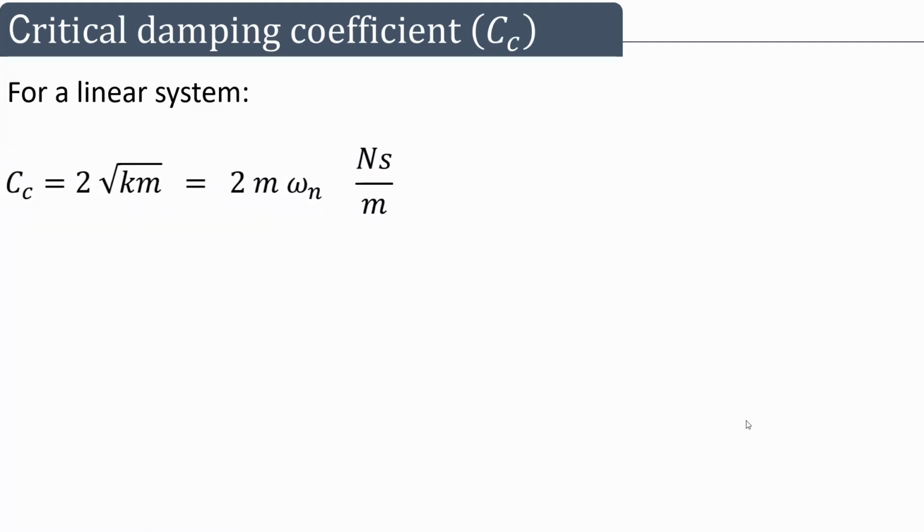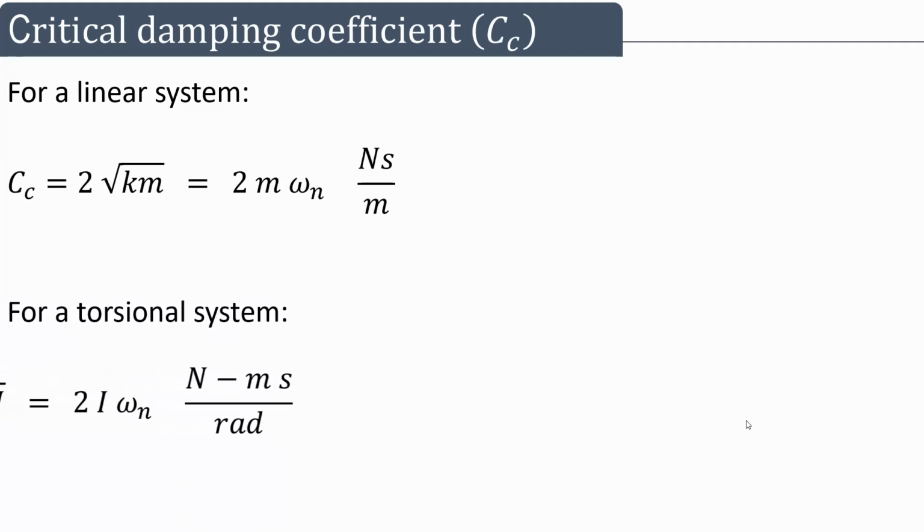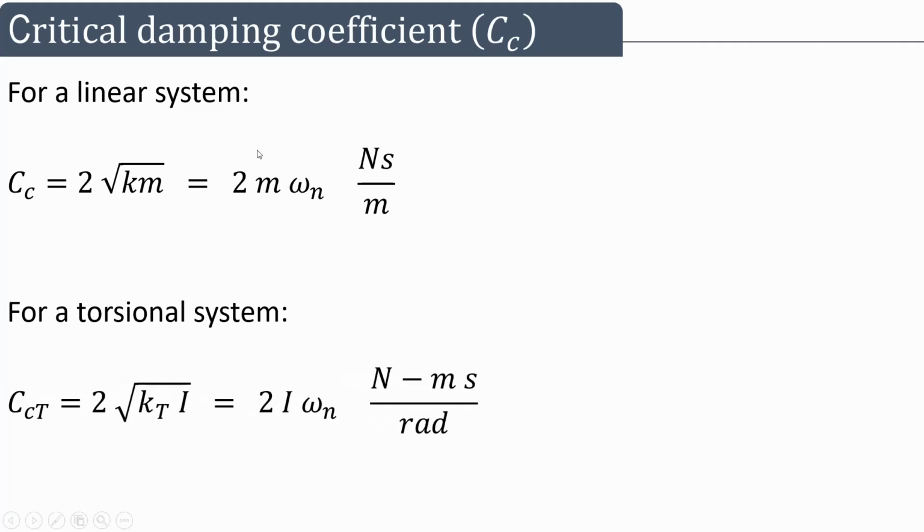Now we have to derive the expression for critical damping coefficient. For a linear system, the formula for critical damping coefficient Cc is given by 2 square root of k multiplied by m, or it is 2 m omega n Newton second per meter. For a torsional system, in place of k we replace k by kt and m by I. Here also in place of m you write I, and omega n as it is, and the unit is Newton meter second per radian.